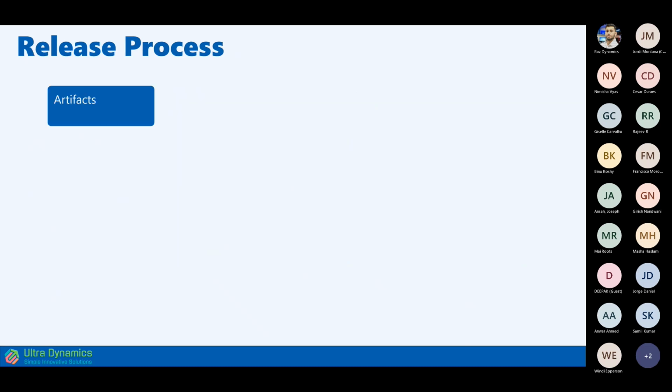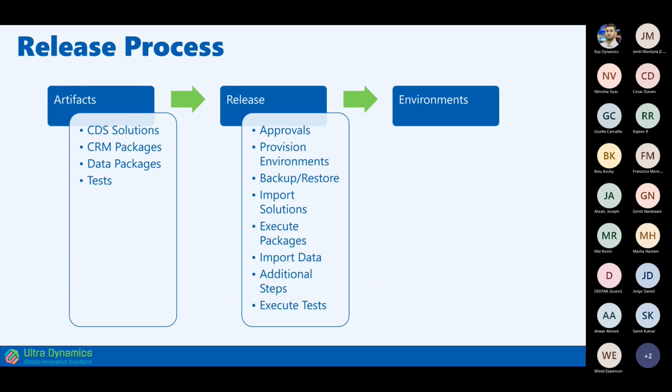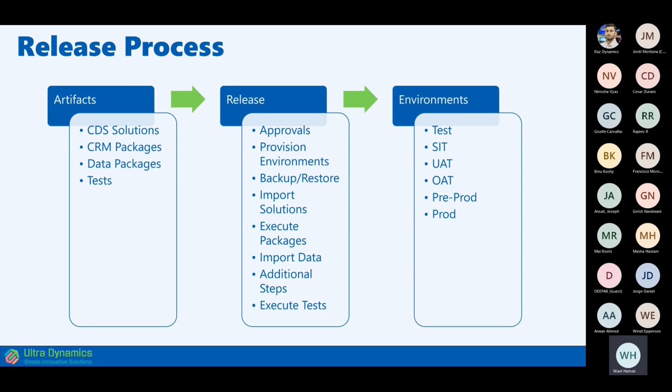Once we have these packages, then we move on to the release process. So we trigger a release process. What does that mean? Approvals, somebody may need to approve the release to the environment. We may need to provision new test environments. We may need to take a backup if we're deploying to an environment where we may want to consider a restore if things don't work out. We import the solutions, we execute the packages, import data, execute tests, and then the process should be the same for all the environments. You may have some additional steps or tests that are different between environments, but in general, you want to keep the process as consistent as possible.